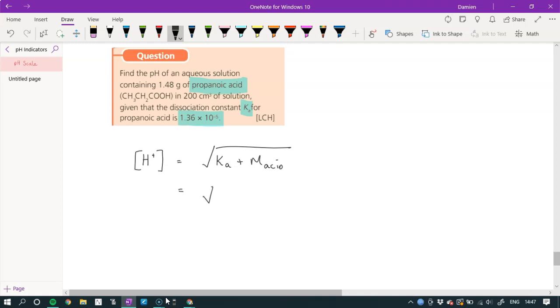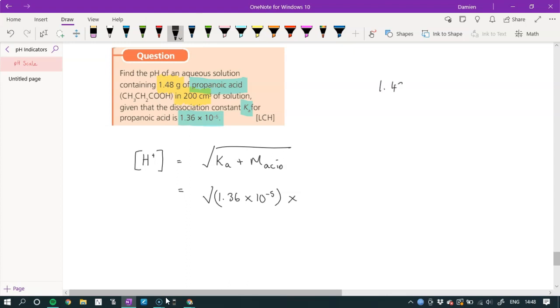So we're going to pop in Ka. So we have Ka as 1.36 multiplied by 10 to the minus 5. There's our Ka. And we're going to multiply that by the molarity of the acid. Now when we come back up to our question, we can see that it doesn't give us the molarity. However, it does give us that it contains 1.48 grams in 200 cm cubed. So you have to work out the molarity on the side.